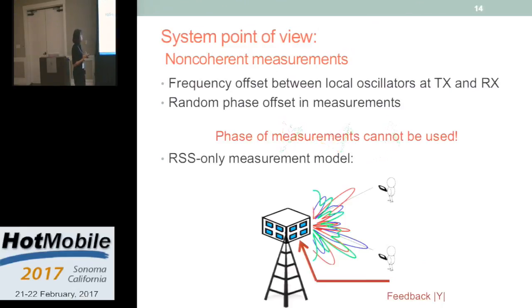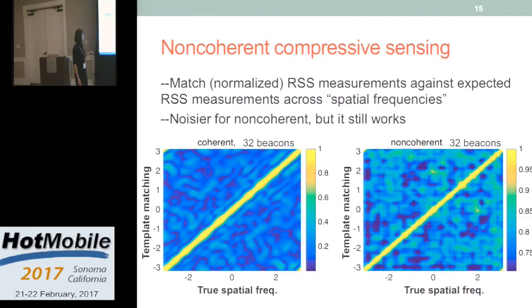So we cannot rely on the phase of that signal. We need to adjust our algorithm so that it will work with just the RSS of the signal. And the question is, if we only rely on the absolute value of this Y, is this algorithm going to work for this case? And the answer is yes. We extended this algorithm for the RSS-based case, and then we did template matching again, correlating the RSS of the received feedback signal to the RSS of what we expected from different angles. And this is the result.